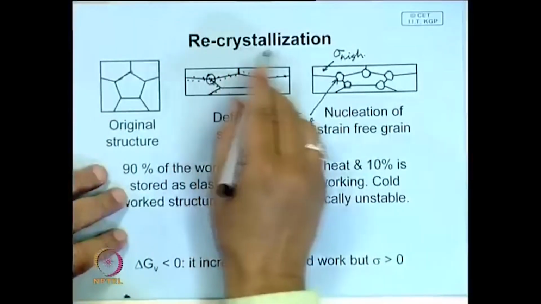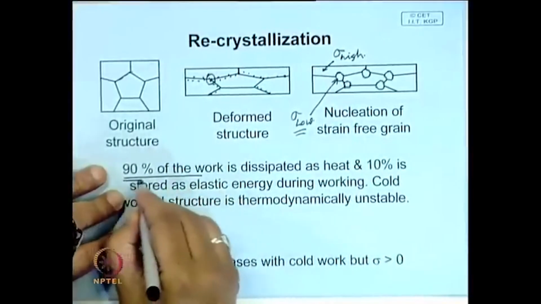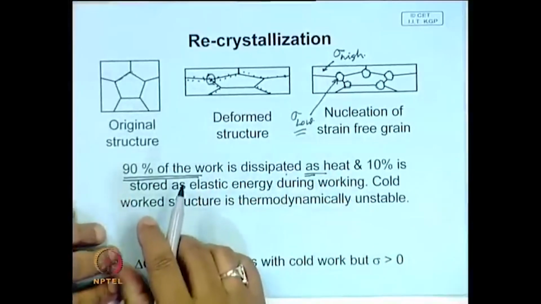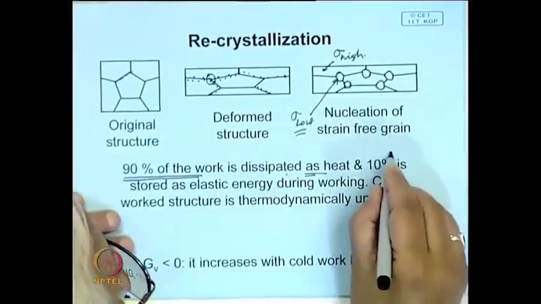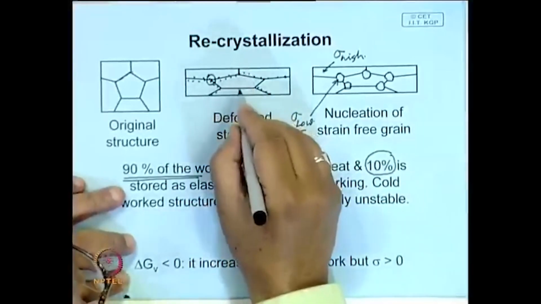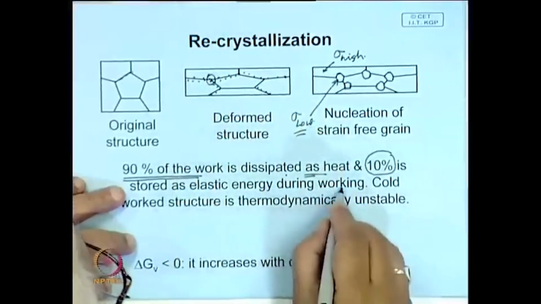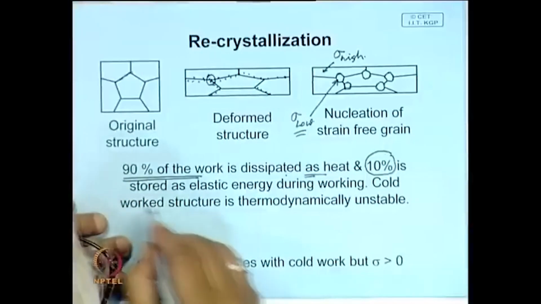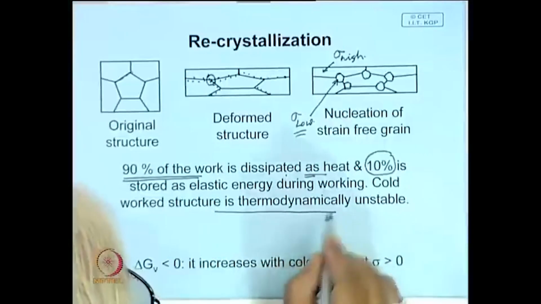Now, during the process of working, the plastic work that you do, 90% of the work is dissipated as heat. There may be some amount of adiabatic heating, the job may get heated up, but only 10% of this energy is stored in the form of either increased dislocation density or increased grain boundary energy. So, that elastic energy is stored in the material, and this cold work structure is thermodynamically unstable.